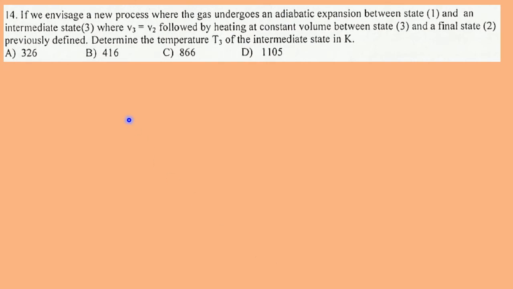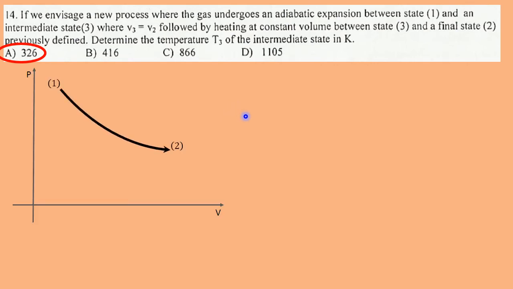If we envisage a new process where the gas undergoes an adiabatic expansion between 1 and an intermediate state 3, where V3 equals V2, followed by heating at constant volume between state 3 and the final state 2 previously defined, determine the temperature T3 of the intermediate state in Kelvin. So obviously the answer there should be 326 Kelvin, but you might want to know why that should be the answer. Now on our PV coordinates, we have the first process that was mentioned in the equation from state 1 to state 2, which was given to be an isothermal process. Now let's see, at state 1 we have V1 and at state 2 we have the volume there as V2.